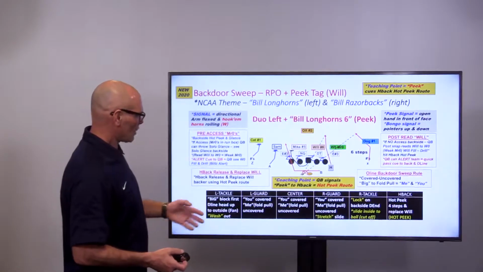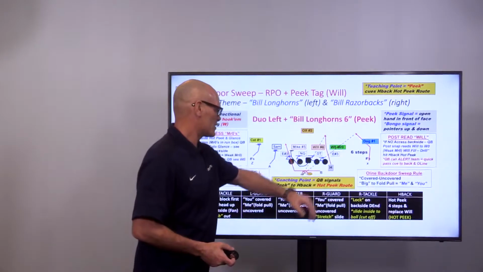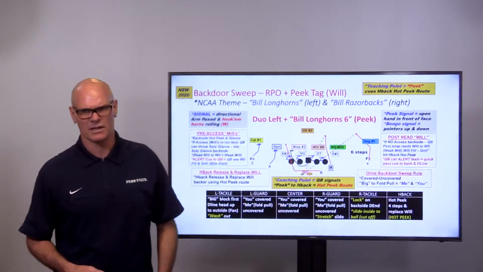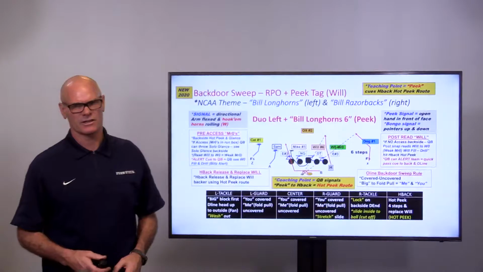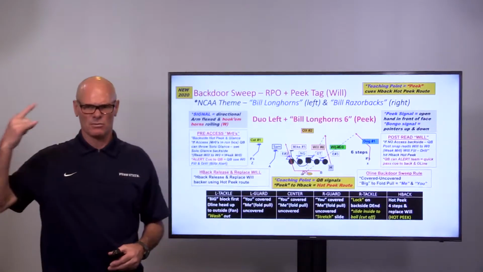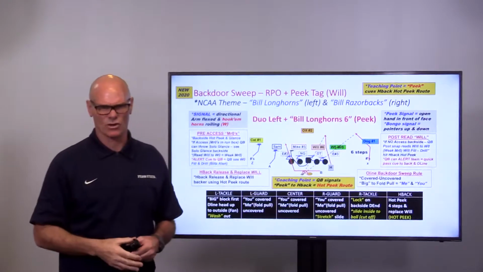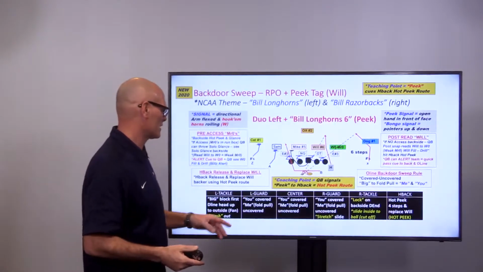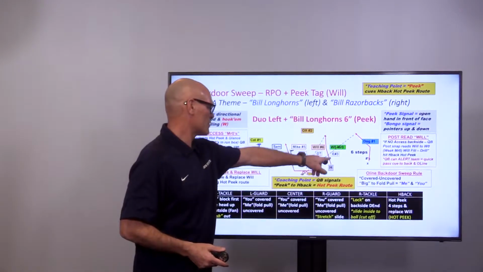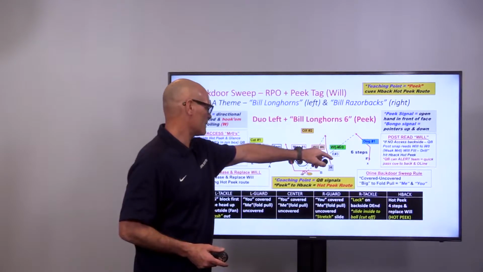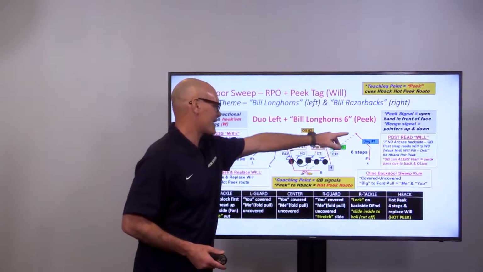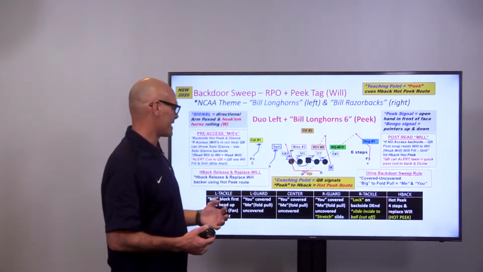Again, we can add the H into the route by simply adding the peek pass route signal to it. So this would again be Bill Longhorns, and we simply use our peek signal to the H. He's the only one who needs to know. We don't need to even call it. Now the quarterback knows he's reading the will all the way here, same as before, but he's got an extra receiver. We would look inside out.